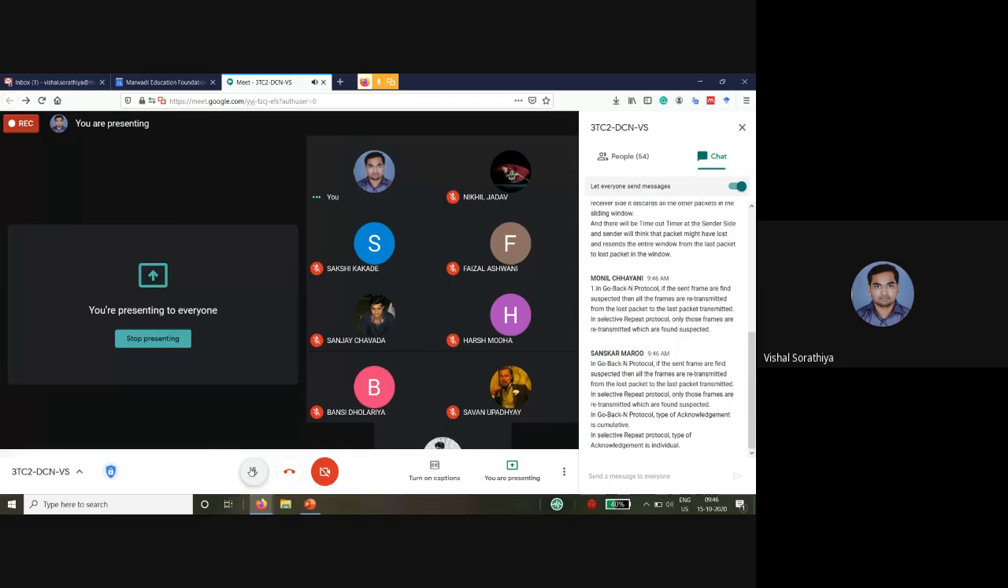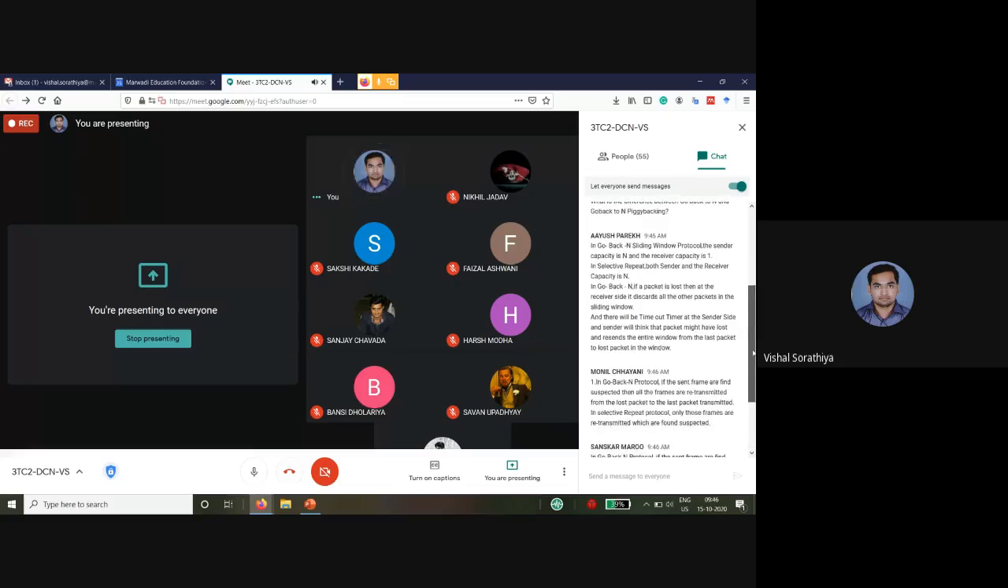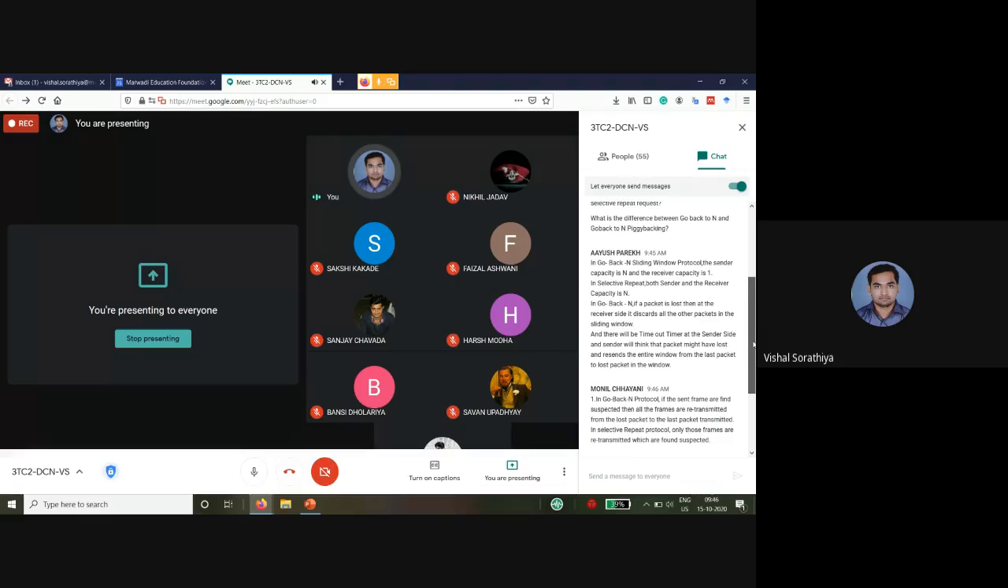Okay. Monil, you have written go back to N: if a sent frame is found suspect, all the frames are retransmitted from the lost packet. Monil, you have just written about the go back to N protocol. I have asked you about the difference. What is the difference between go back to N and selective repeat request? Both of them. You just add to your response, modify your response.